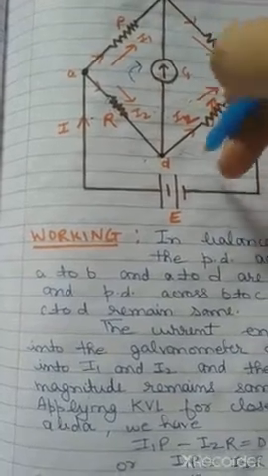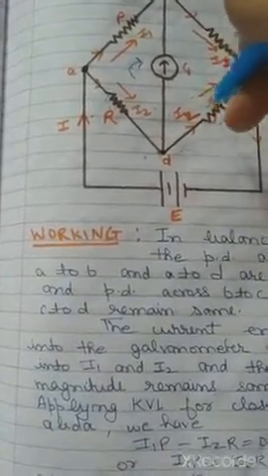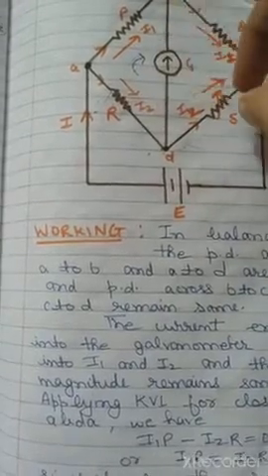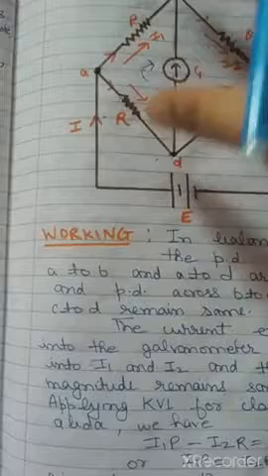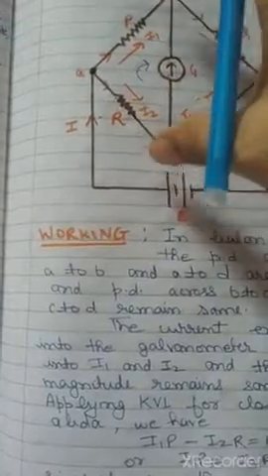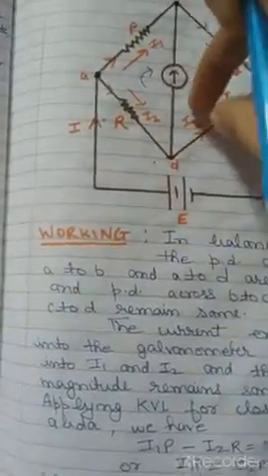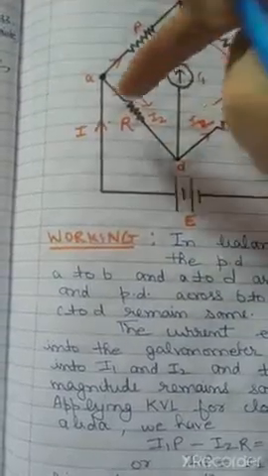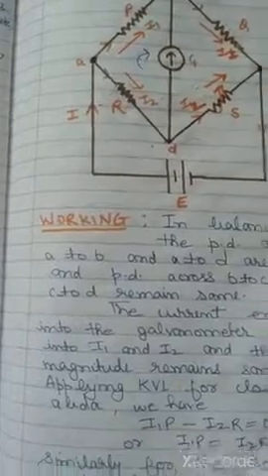Now we have a variable resistance. Its work is that when the current passes, we have to adjust this resistance to get this null deflection condition by varying the resistance. So when we get this null condition, we have P by Q equal to R by S. This is the balance condition for a Wheatstone bridge.